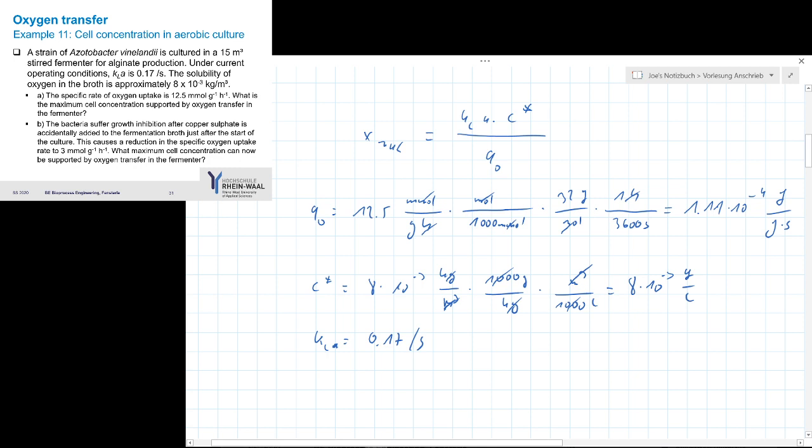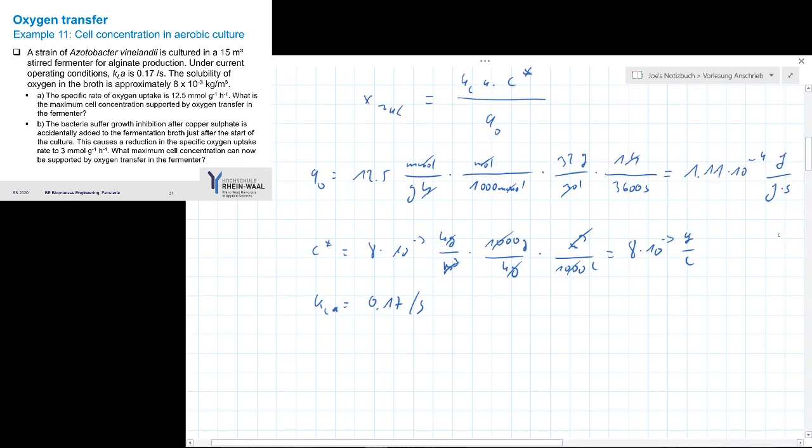So make sure that you do the conversion separately, but only convert what you need. Do it so that you have the least conversions to be done. In other words, for the Xmax, we just put it now in the formula. Xmax is equal to the kLa, here 0.17 per second, times the solubility, 8 times 10 to the minus 3 grams per liter, divided by, and now we come with our Q0, which is 1.11 times 10 to the minus 4 grams per second.